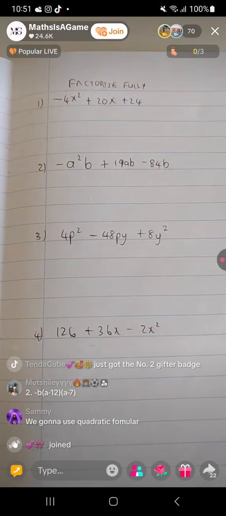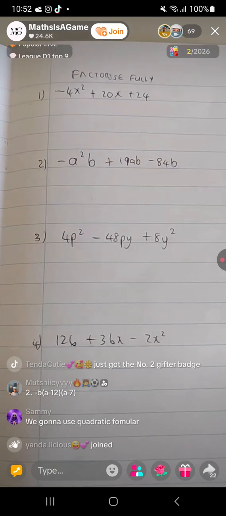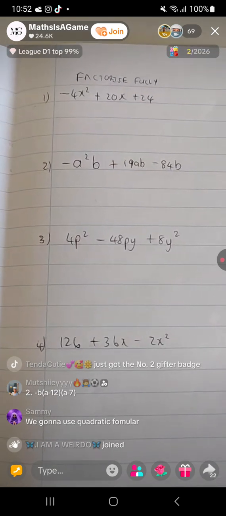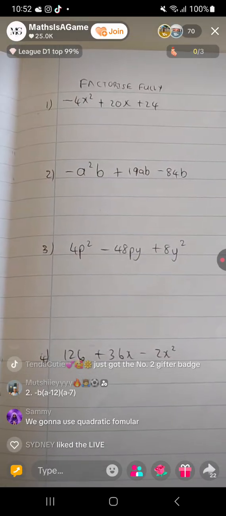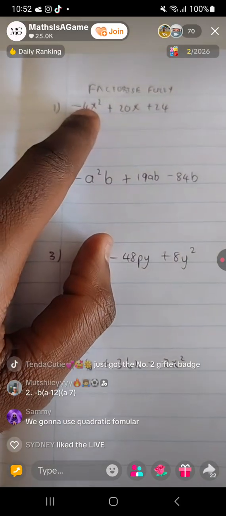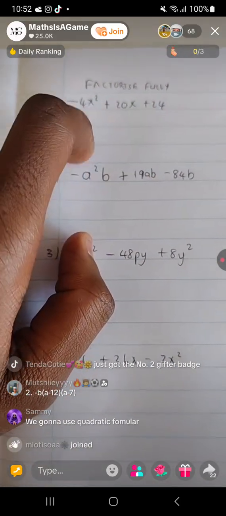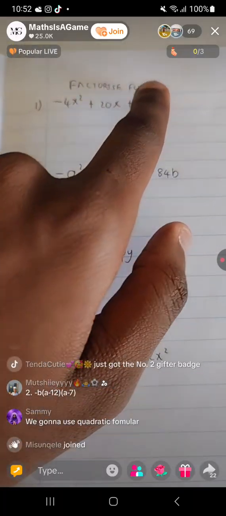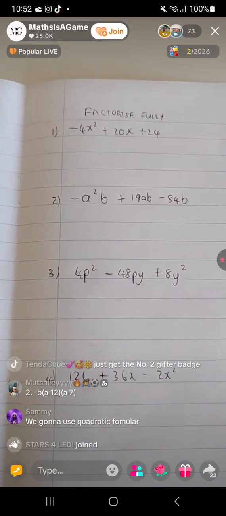I'm convinced that learners don't understand the difference between an expression and an equation. An expression is simply a list of terms. Negative 4x squared plus 20x plus 24. This is an expression. An equation will have a right-hand side. There will be that expression equal to 0.